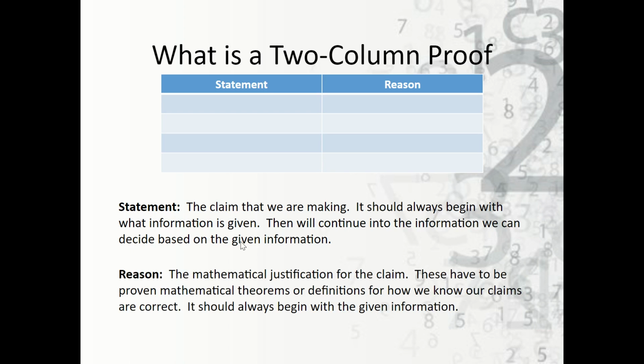The reason is a mathematical justification for the claim. These have to be proven mathematical theorems or definitions that we know to be true. So we can't just say it's true because we say it is, or because we think it is, or something like that. It has to be a proven theorem or definition that allows us to state that that is the case.